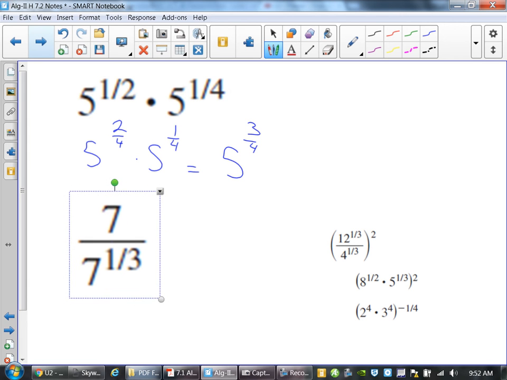7 over 7 to the 1/3. Who wins the game of war? The top, because what's the exponent in the top? It's a 1. But I'm not going to use it as 1, I'm going to write it as 3/3, which is still 1. See what I did there, Miss Bob? You had the worry face for a second. So is it 7 to the 2/3? And you just leave it. Okay?